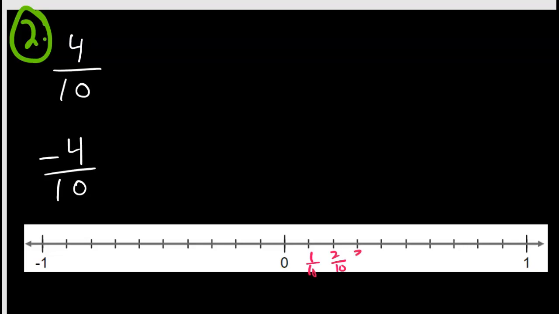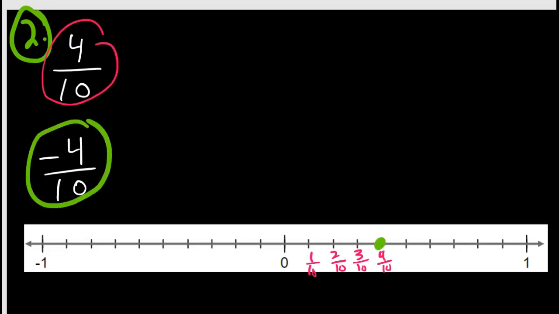2/10. 3/10. 4/10. We can stop there. You know why? Because that's what we're looking for. That's where that point's going to go. Boom, put a dot there. How about -4/10? That's just the reflection.